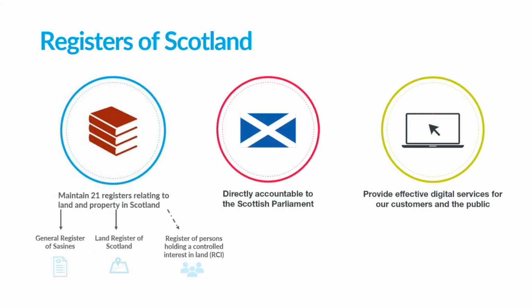At Registers of Scotland, we hold and maintain 21 public registers, including the Land Register, General Register of Saisines and the Books of Council and Session. We are a non-ministerial office of the Scottish Government and the Keeper of the Registers of Scotland is directly accountable to Scottish Parliament. At ROS, we design and build digital services to enable our customers and the public to access the registers we hold. If you know us, you'll be aware of some of our key projects here, including ScotList and the Digital Submission Service, all designed to make interacting with ROS easier for our customers.